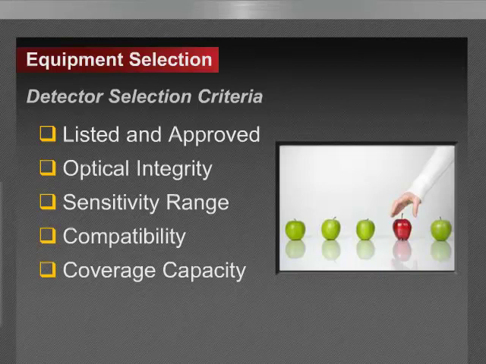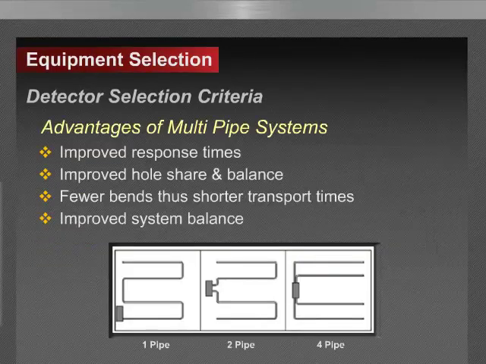So along that discussion, consider advantages of a multi-pipe system versus a single pipe system. So subject to maximum length parameters for the detector, it is possible to design a pipe network covering an entire zone with one pipe. However, for improved pipe network efficiency, it is strongly recommended to use shorter multiple pipes. So the advantages of multiple pipe systems are shorter pipes have better response times as the air transport distance from the end of the pipe to the detector is reduced.